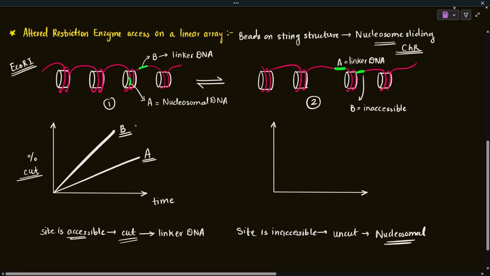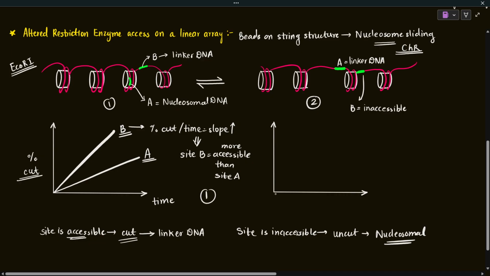The percentage cut over time, meaning the slope, is higher. It tells us that site B here is accessible. It is more accessible than site A. So this tells us about case one.